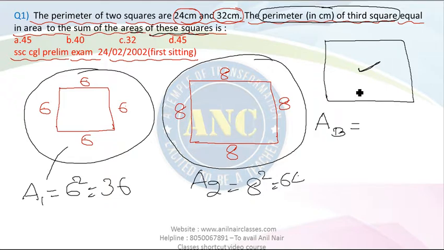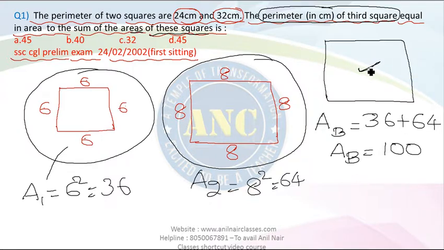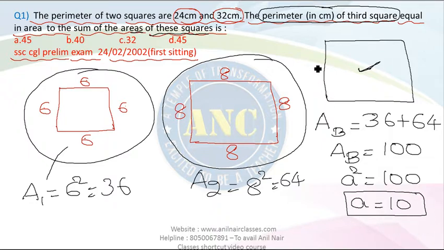That means the area of the black square is the sum of the areas of the other two squares. It is 36 plus 64, which is 100. Now, the area of this black square, let me call it a square, is 100. So the value of a is 10. That means each side is 10 units.